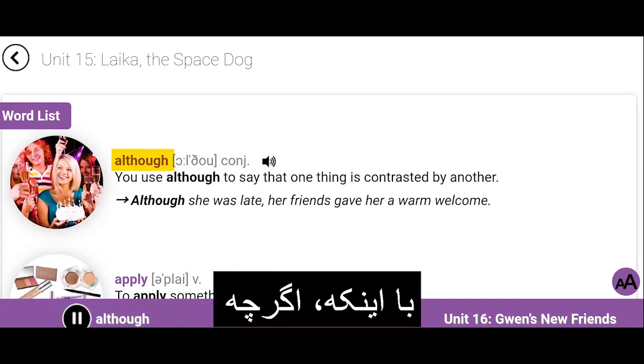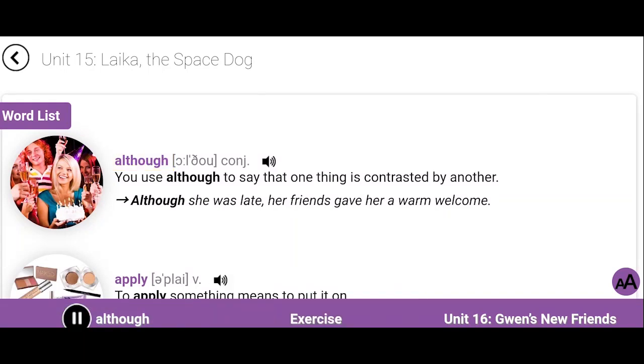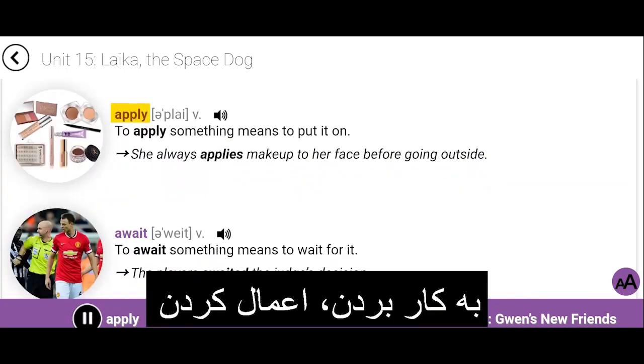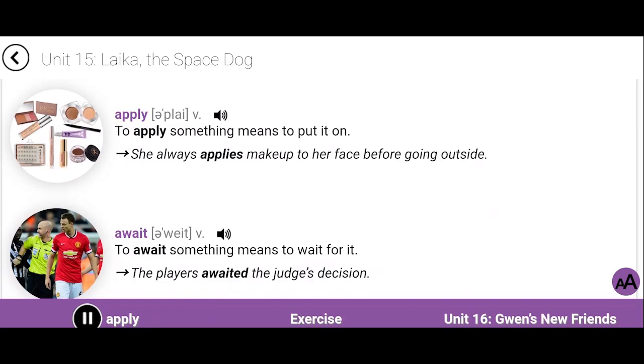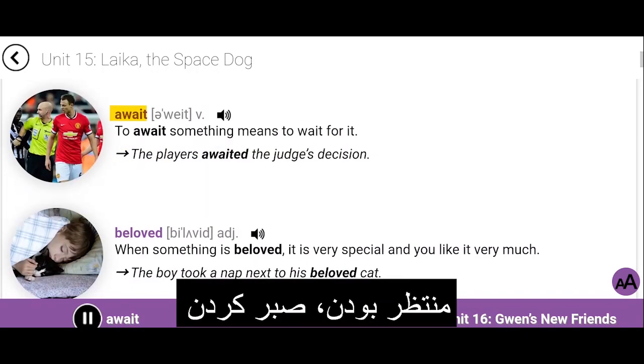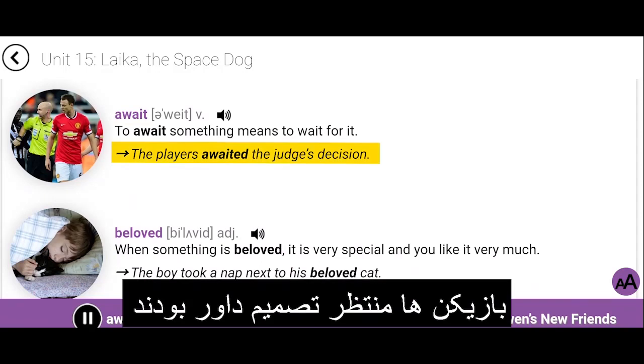Although. You use although to say that one thing is contrasted by another. Although she was late, her friends gave her a warm welcome. Apply. To apply something means to put it on. She always applies makeup to her face before going outside. Await. To await something means to wait for it. The players awaited the judge's decision.